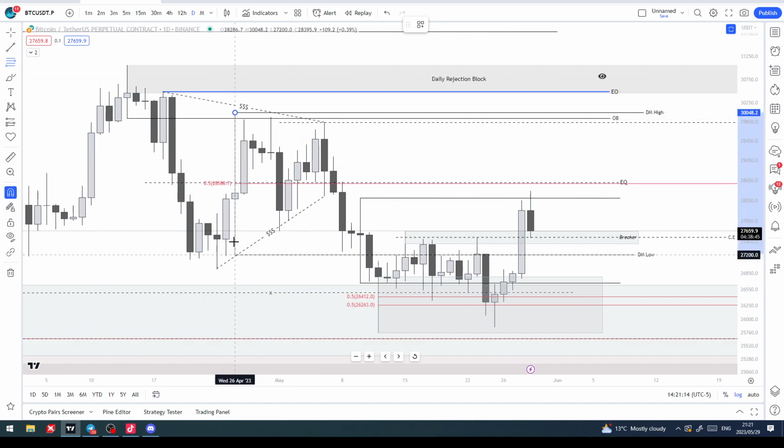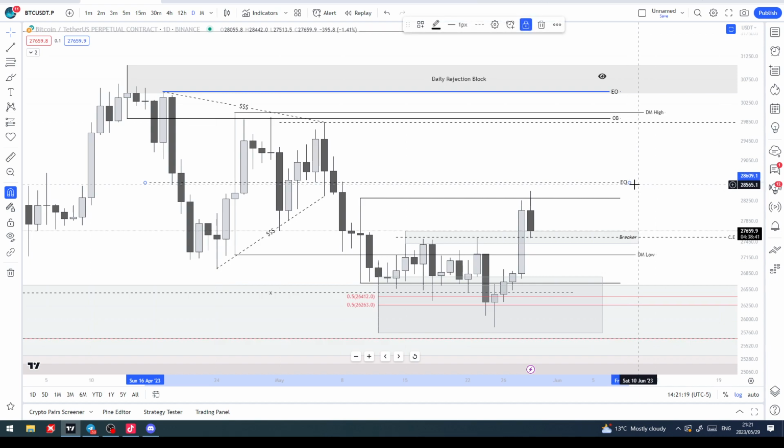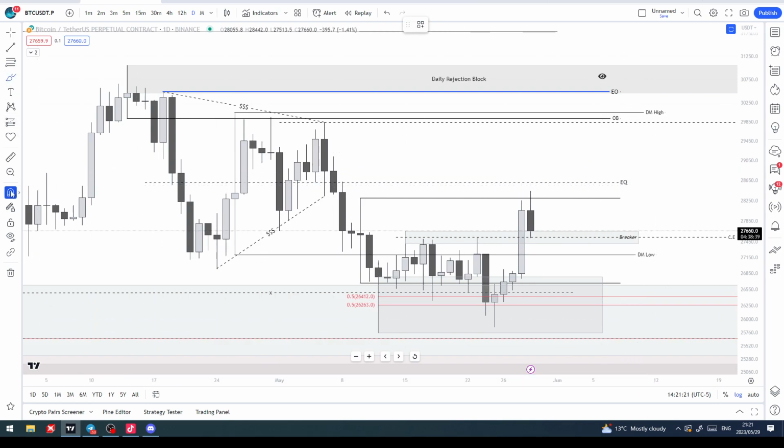Wouldn't it be interesting if, okay, so the range equalizer is here. We haven't quite tested it yet, but we have some confluence with the low of the order block, which is this candle here. We have the Darth Maul candle high, which is there, and we have the rejection block up here, and we have something else, which is the start of the delivery, the blue level EO.